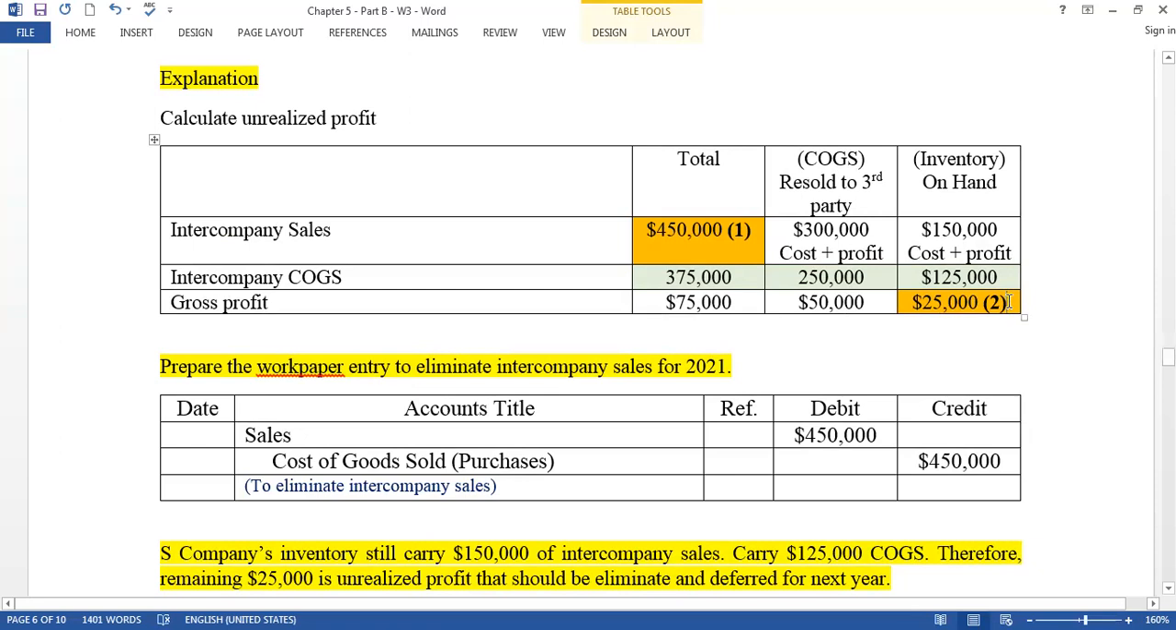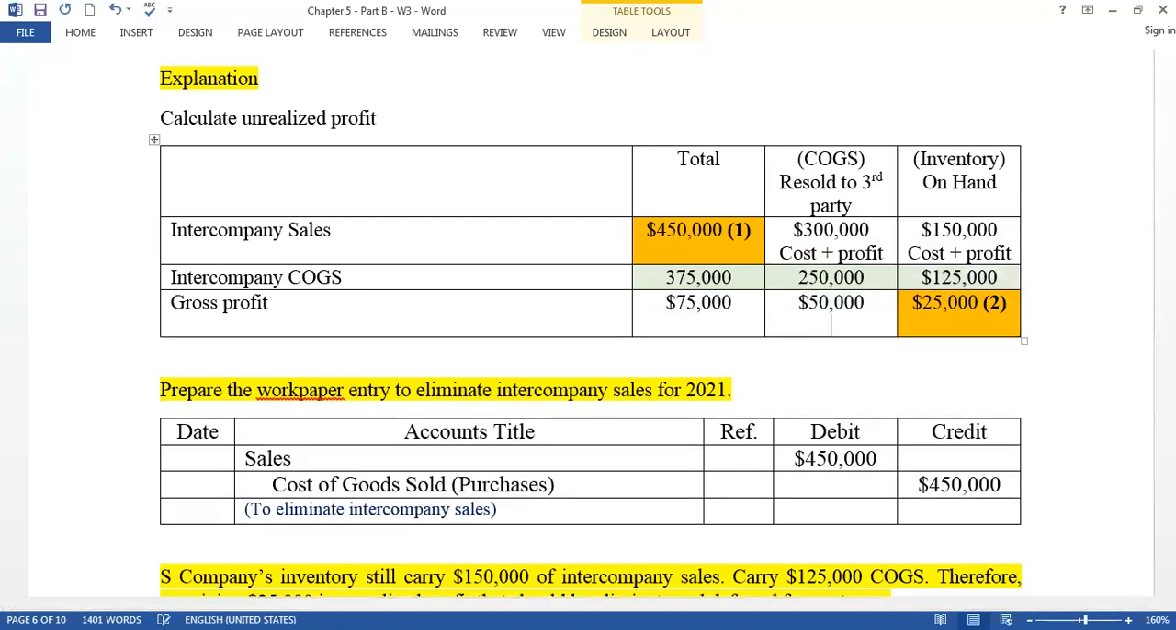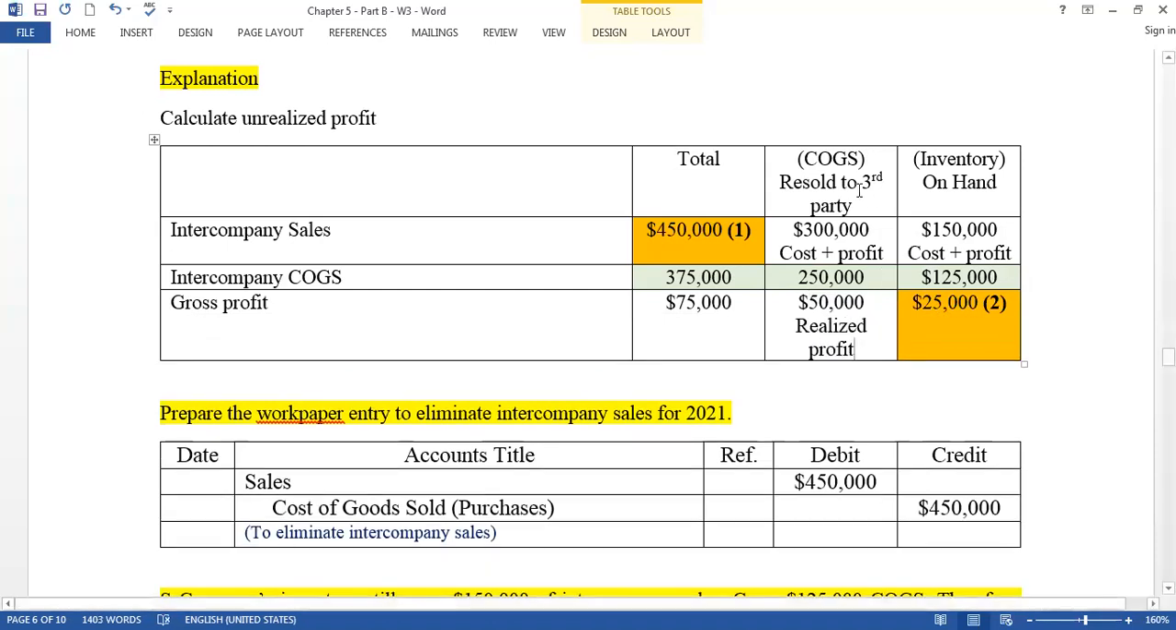And it is unrealized. Why is it unrealized? Because it is not yet sold. So this $50,000 is called realized profit. Why is it realized profit? Because it is already sold to whom? It is already sold to a third party. But the subsidiary is holding $150,000 inventory, which includes some profit. And this profit is related to intercompany profit.